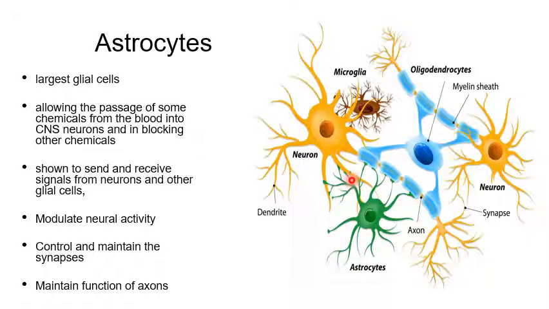Another classification is the astrocytes. They are the largest glial cells. They allow the passage of some chemicals from the blood into the central nervous system, into the neurons, while blocking other harmful chemicals. It was recently discovered that they also send and receive signals from neurons and other glial cells. They modulate neural activity, control and maintain the synapses, and maintain the function of axons.